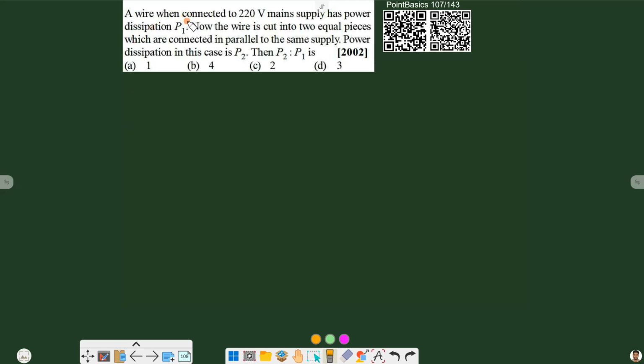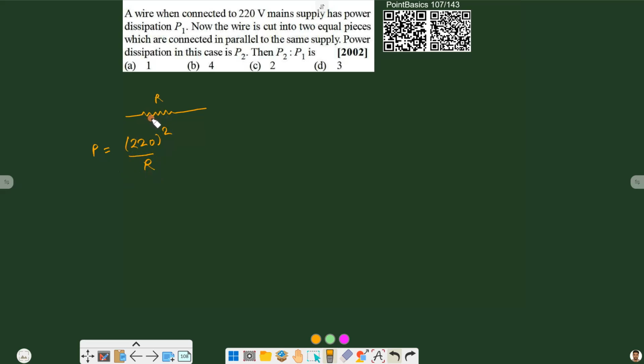A wire when connected to 220 volts main supply has a power dissipation P1. Now the wire is cut into two equal pieces which are connected in parallel to the same supply. Power dissipation is P2, then what is the ratio of P2 and P1? So suppose this is a wire and it has some resistance R. Its power dissipation will be given by V square by R, so 220 square by R.